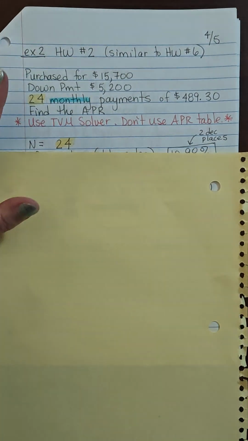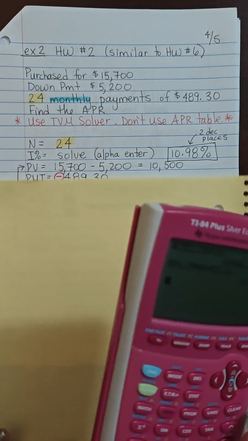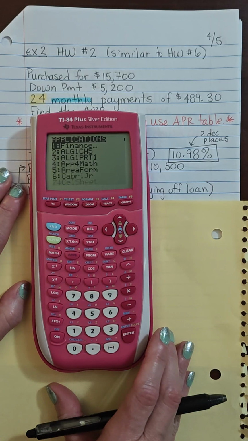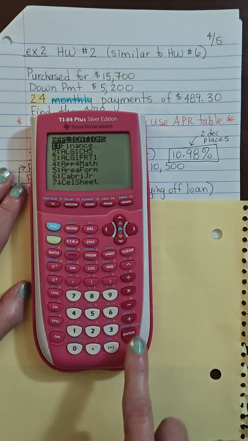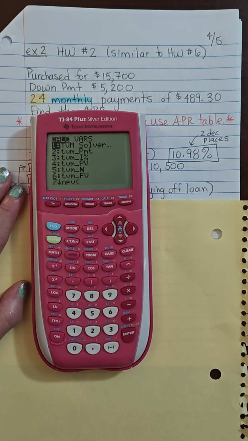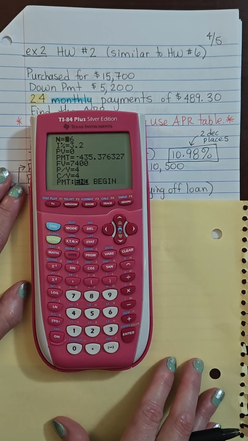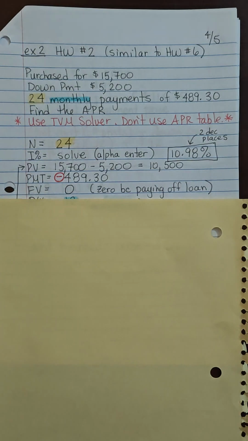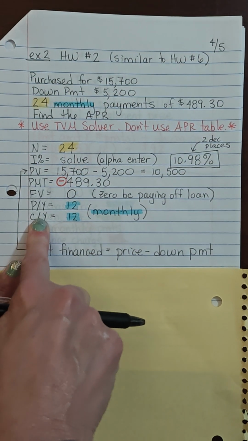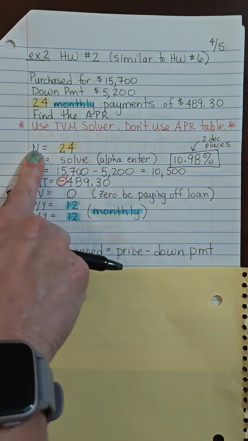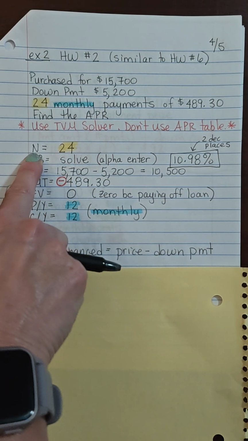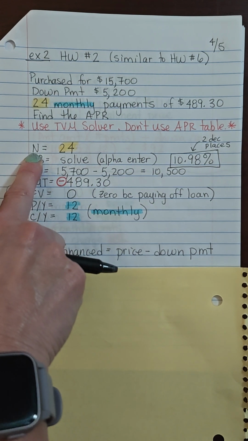Okay, so we're going to open up the TVM solver. So remember, it's under apps. And then mine has a finance menu first before I get to the TVM solver. I think some of the newer ones go straight to the TVM solver. All right, let's start filling in all of these things in the TVM solver menu. First up, we have N. N, remember, capital N is the number of payments.